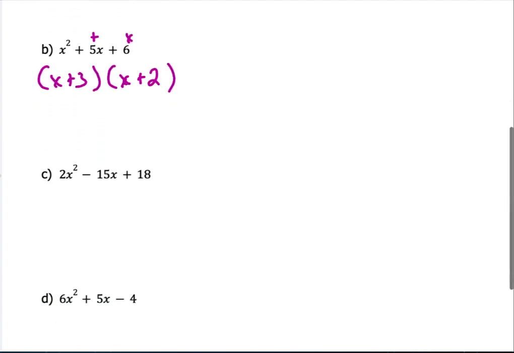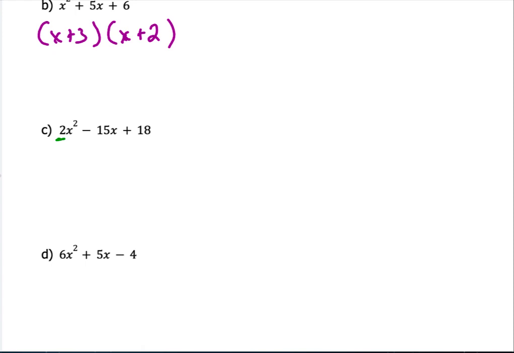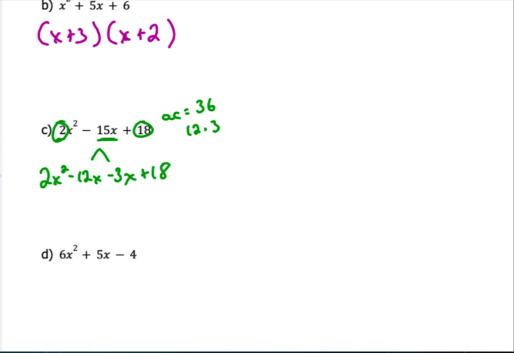Then we get to the bigger ones where we have something in front of the x squared. That's our a value. So remember, we do a times c. That gives me 36. So I need something that multiplies to give me 36, but adds to give me 15. Well, that's a 12 and a 3. So I'm going to split that middle term into a minus 12x and a minus 3x, because I know if the middle term's a minus, but my last term's a plus, I'm going to have both minus. And then my 2x squared and my 18 just slide down.